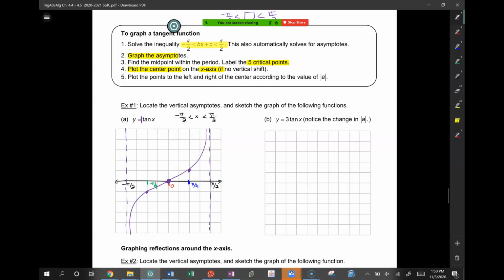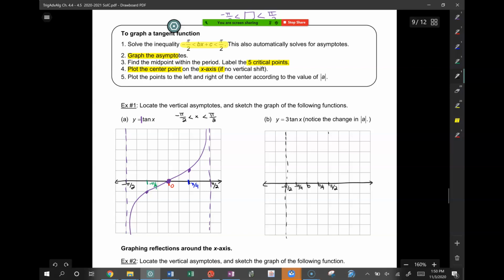Okay, so let's take a look at this next one. Now it's 3 tangent of x. So the 3 in the front is what's changed. But nothing else has changed. So I'm going to start with negative pi over 2 again. And then without skipping boxes this time, 1, 2, 3, 4 to pi over 2. And I have 0 in the middle, negative pi over 4, positive pi over 4. Okay, I put in my asymptotes.